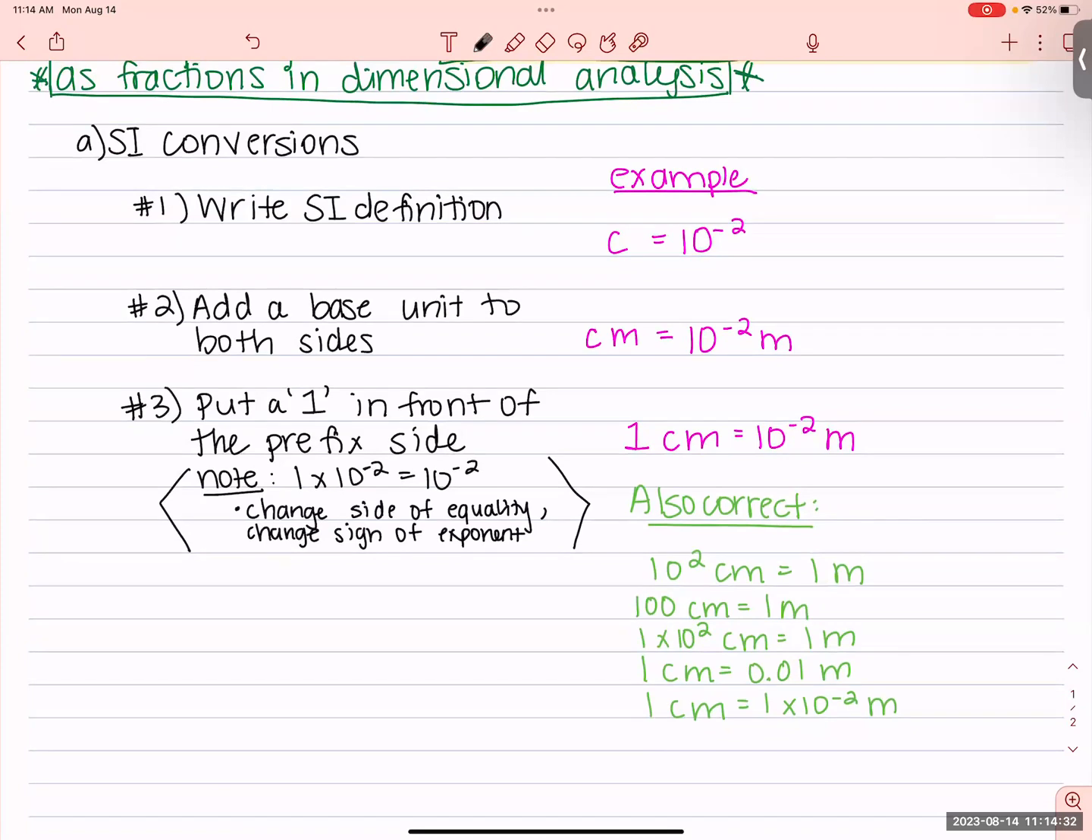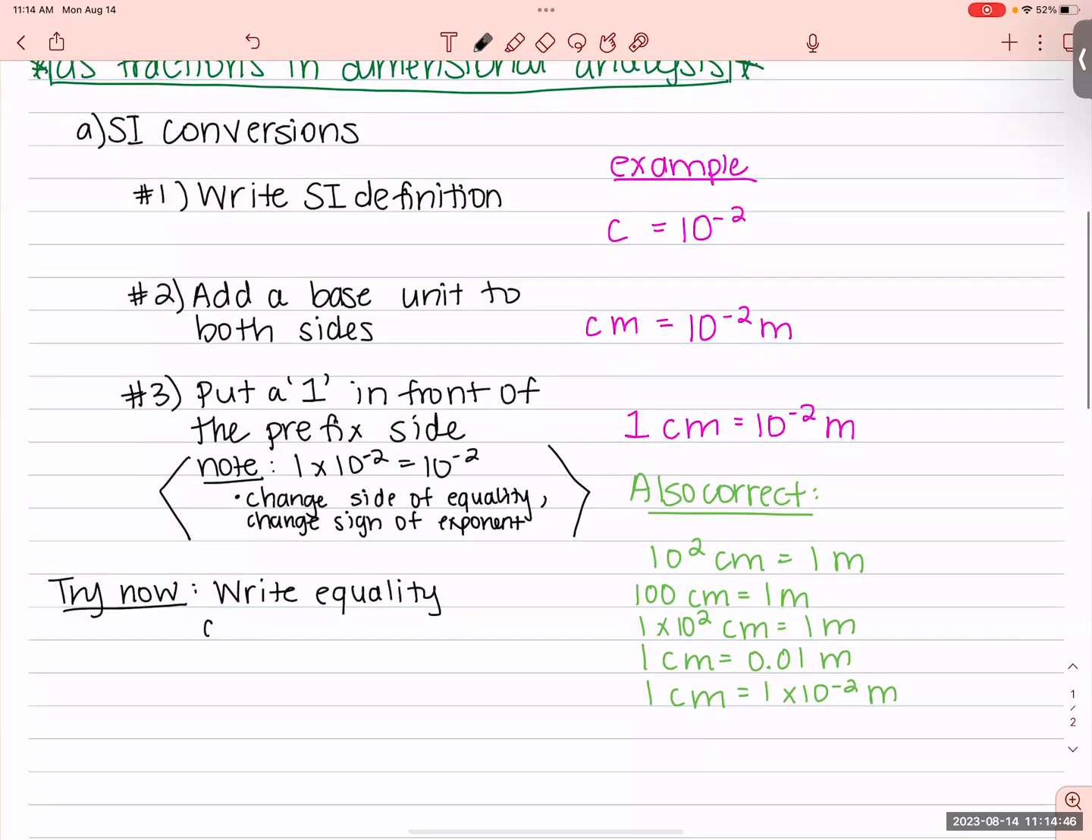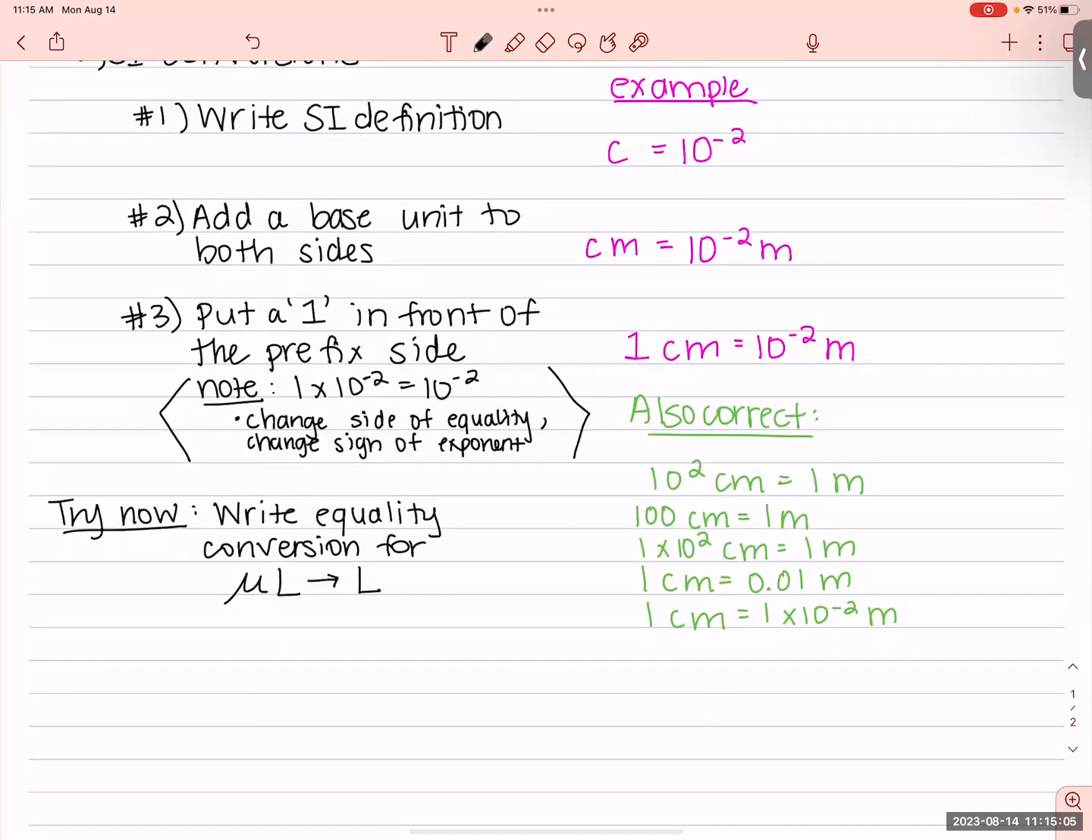So go ahead. Write the equality conversion for, let's do microliters to liters. So pause and do that and then come back.